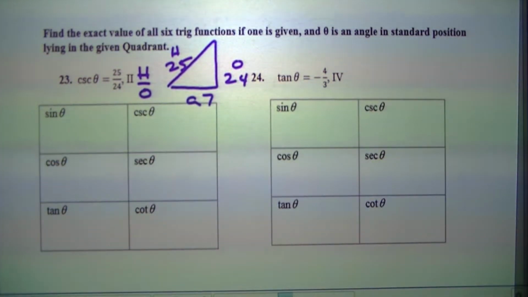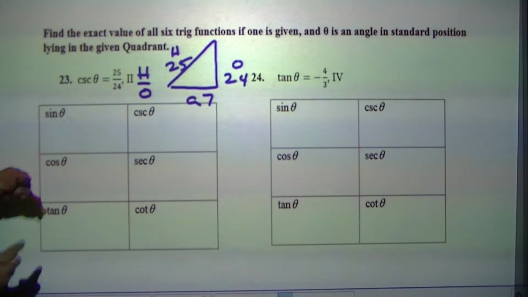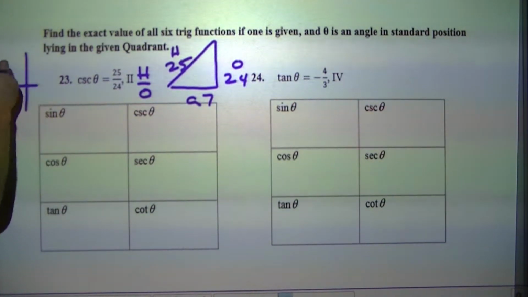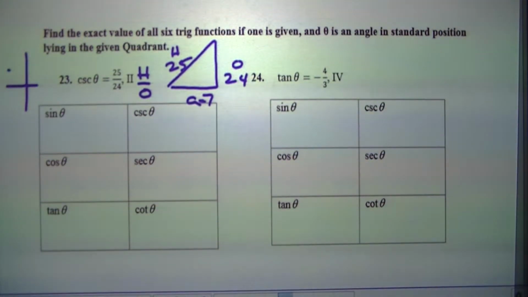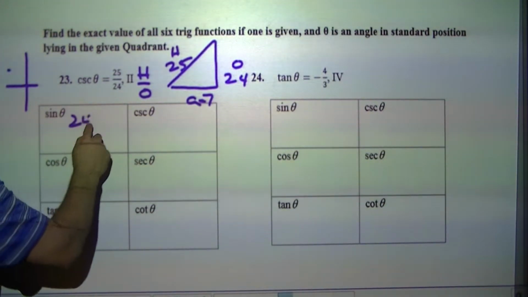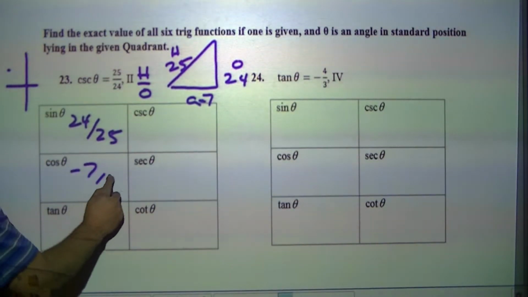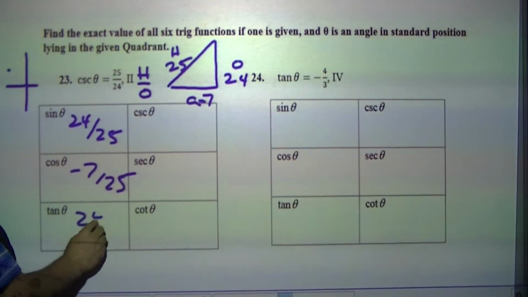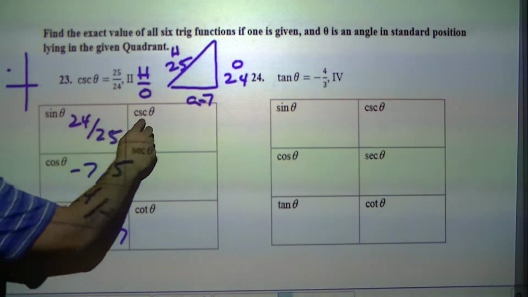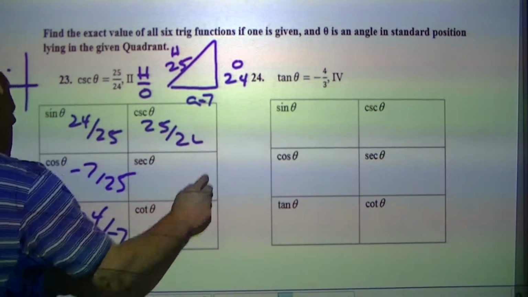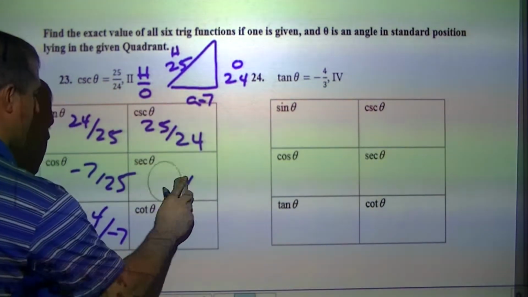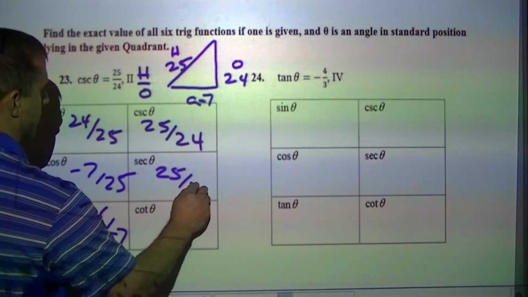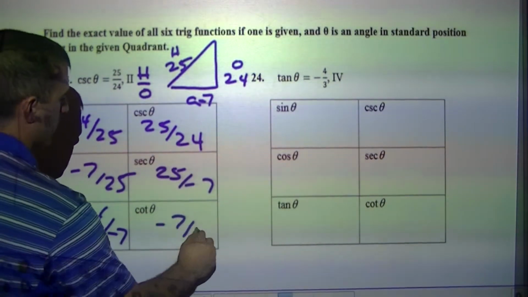Now, leave out your negatives till the end. Since we're in quad 2, the thing that's going to be negative is this. Okay? So then all I'm doing is filling in this stuff. 24 over 25, negative 7 over 25, 24 over negative 7, and then flip these around. 25 over 24, okay? Negative 25 over 7, or 25 over negative 7, and then negative 7 over 24, okay?